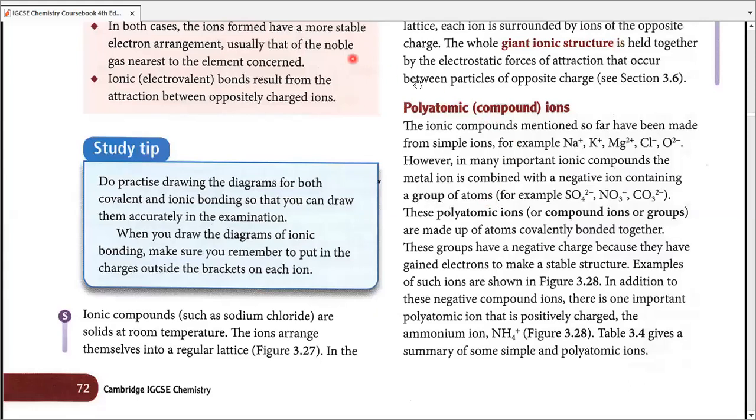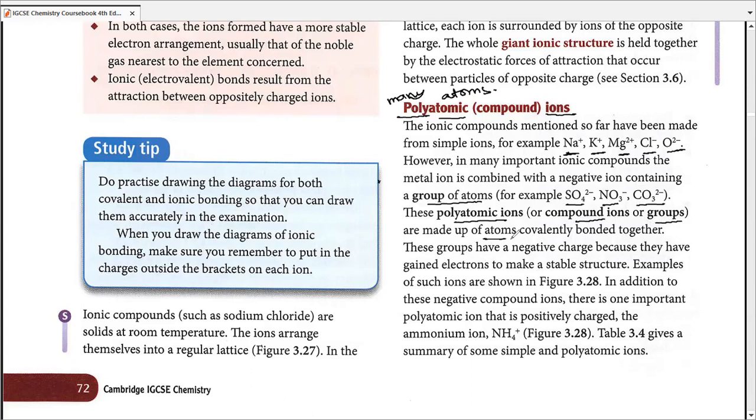As the name suggests, polyatomic ions, the word poly means many and atomic means atoms. So actually we're talking about ions which consist of not just one atom, like the previous examples, but more. For example, the ionic compounds that we have mentioned had sodium ions, potassium ions, magnesium ions, chloride ions, oxide ions. But there are sometimes ions that are made up of a group of atoms, such as sulfate, SO4 2-, or nitrate, NO3 -, or carbonate, CO3 2-. These are known as polyatomic ions. We may also call them compound ions or group ions.